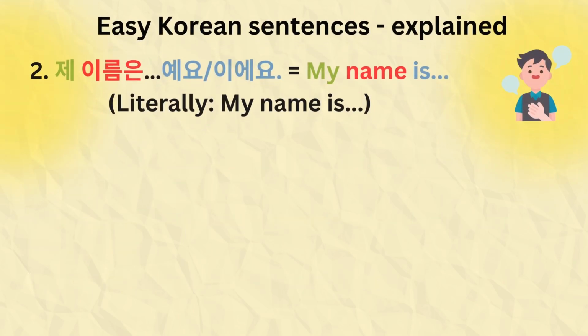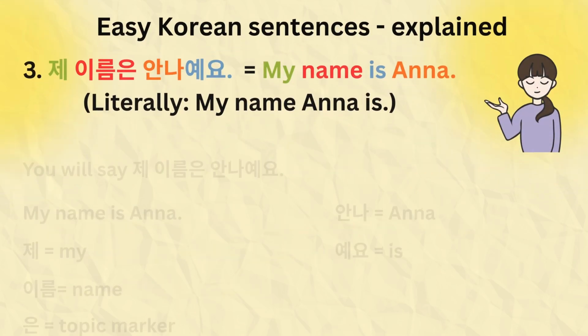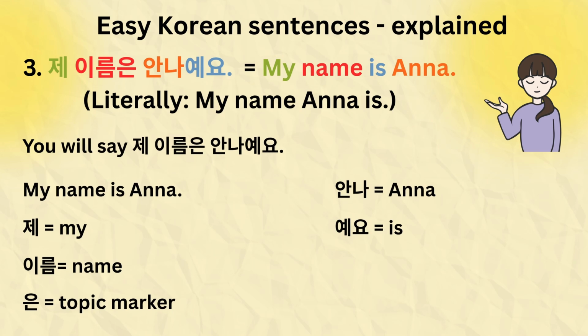When someone asks, what is your name? 이름이 뭐예요? You can answer by saying my name is. 제 이름은 예요 or 이에요, depending on whether your name ends in a vowel or a consonant. Let's say your name is Anna. You will say 제 이름은 안나예요. My name is Anna. 제, my, 이름, name.